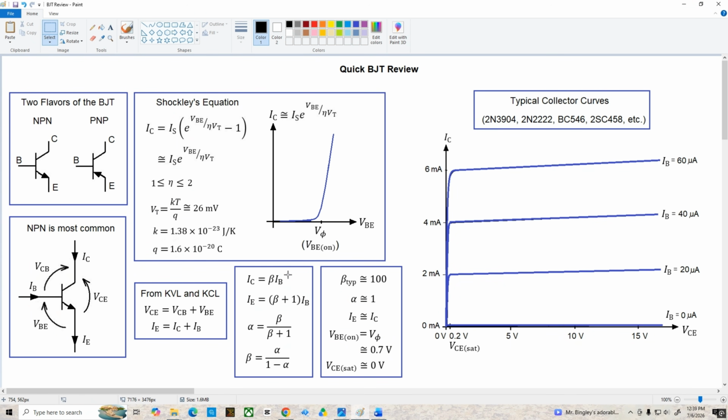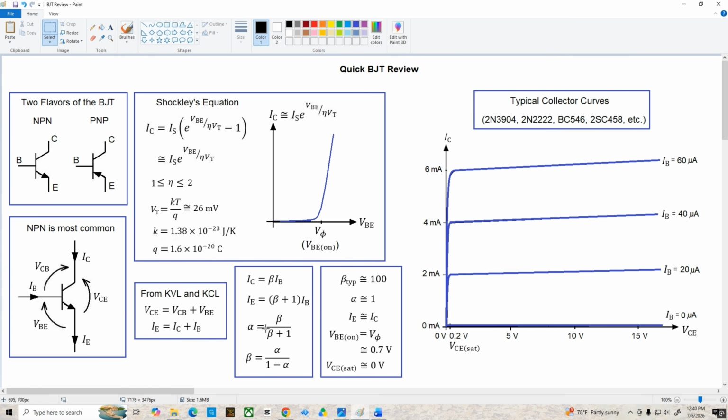Now, the emitter current we know from KCL is equal to the sum of the collector current and the base current, but we can also define it in terms of beta and the base current by using this equation. It's equal to beta plus 1 times IB. Now, looking at this, because beta is usually pretty big, somewhere around 100, the difference between beta and beta plus 1 is pretty insignificant. And that means we could approximate IE as being beta times IB, the same as I sub C. And that's something we'll do very often. We'll assume that IE and IC are approximately equal.